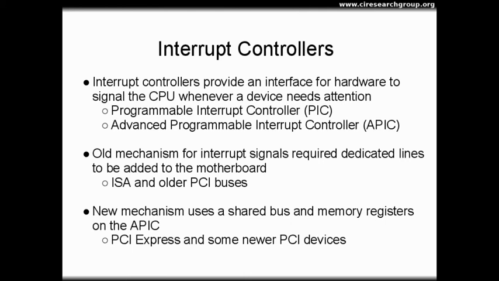The older mechanism for performing this operation was called a programmable interrupt controller, or PIC, and it actually required dedicated lines to be added to the motherboard. The ISA, or Industry Standard Architecture bus, which dates back all the way to the first PC back in 1987, and older versions of the PCI, or Peripheral Component Interconnect bus, utilized this mechanism. The new mechanism, or the Advanced Programmable Interrupt Controller, is used on PCI Express devices and some newer PCI devices.